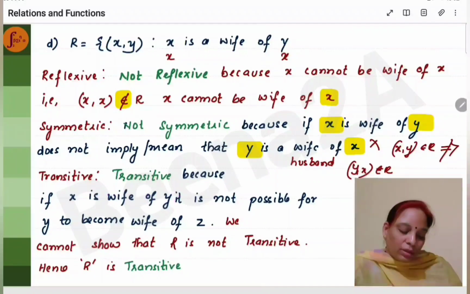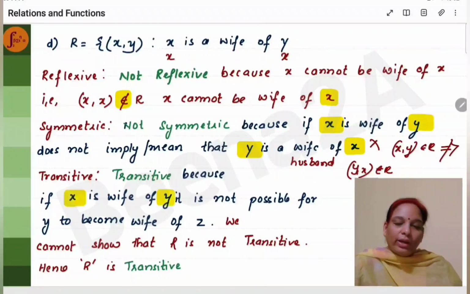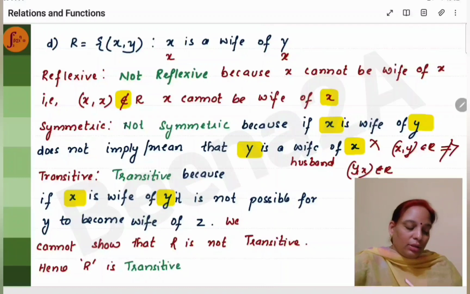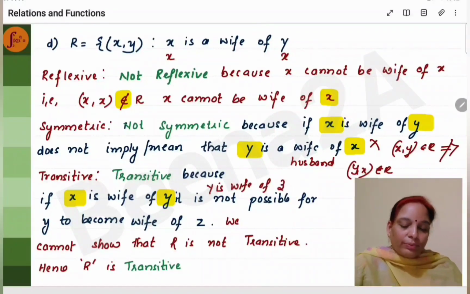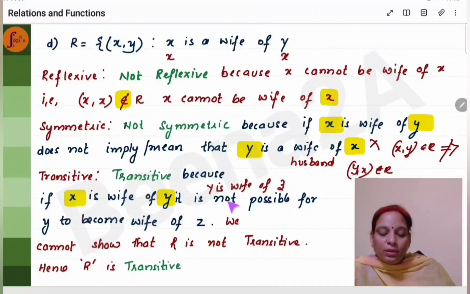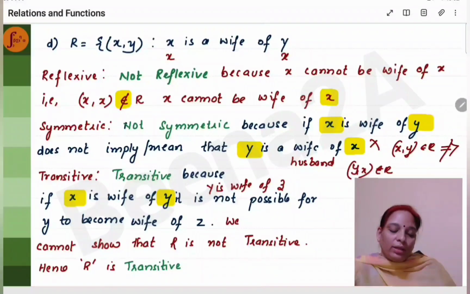Now, transitive. If X is a wife of Y, what is the next condition? Y is wife of Z. Can it be possible? If X is wife of Y, can Y be wife of Z? It's not at all possible, right? If Sita, for example, is wife of Ram, can Ram be wife of somebody? It's not possible, right? No, Ram cannot be wife at all. Ram can only be husband.